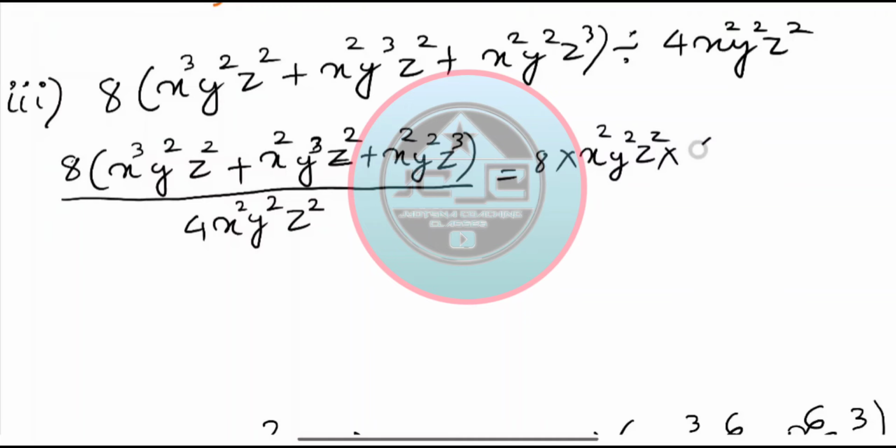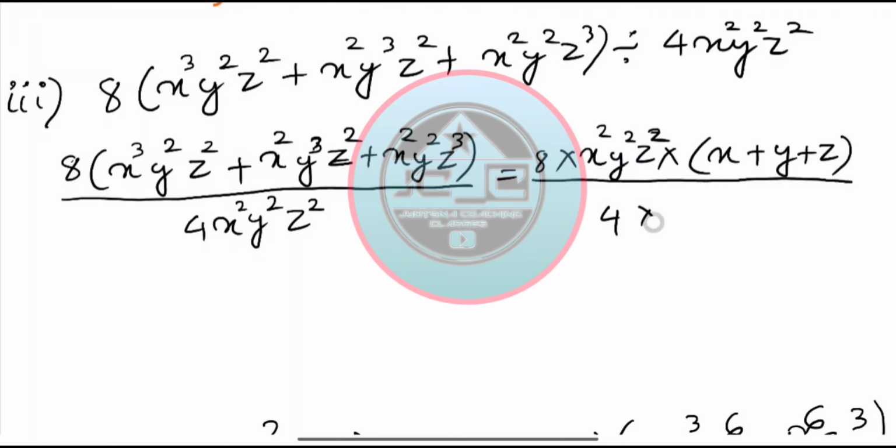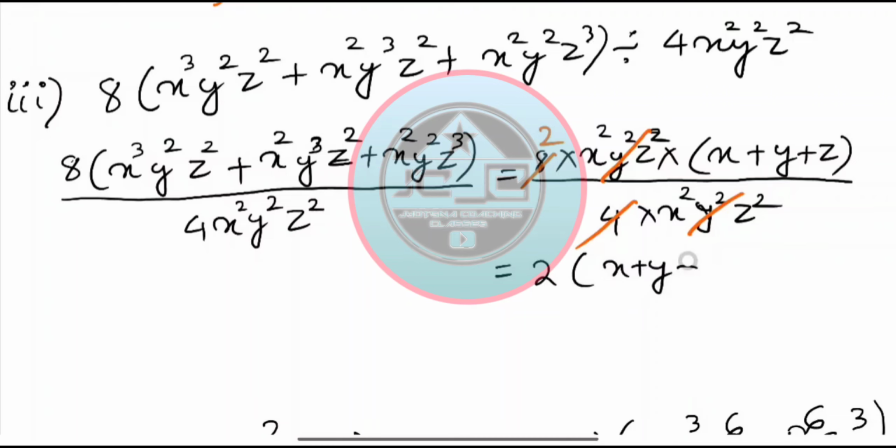After taking common, what else do we have here? In the first term of the expression we have x, in the second term we are left with y, and then plus z, then whole divided by 4 into x square y square z square. Now the cancellation begins. This gets cancelled, 4 twos are 8, and we are left with 2 into (x plus y plus z). This is the final answer, okay.